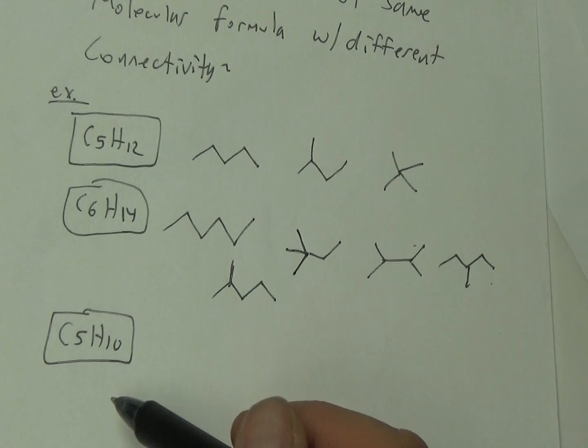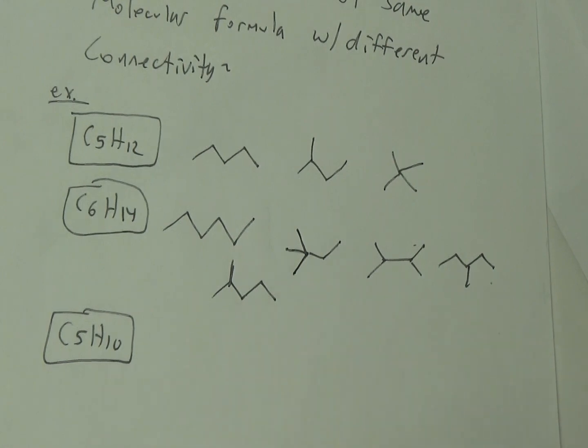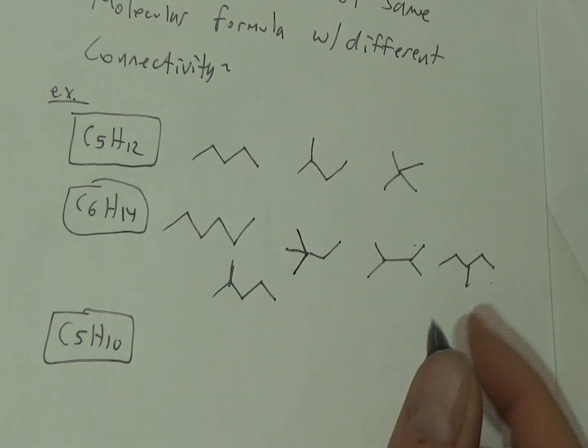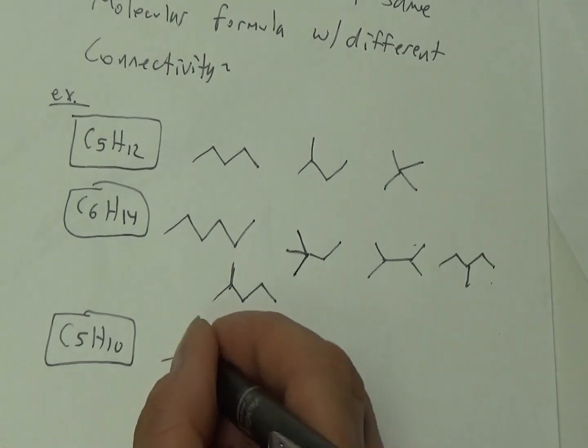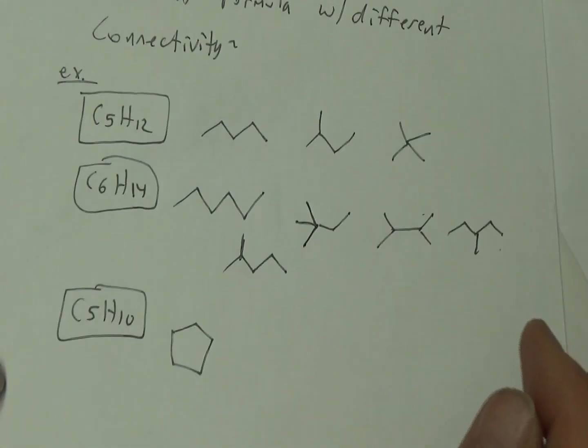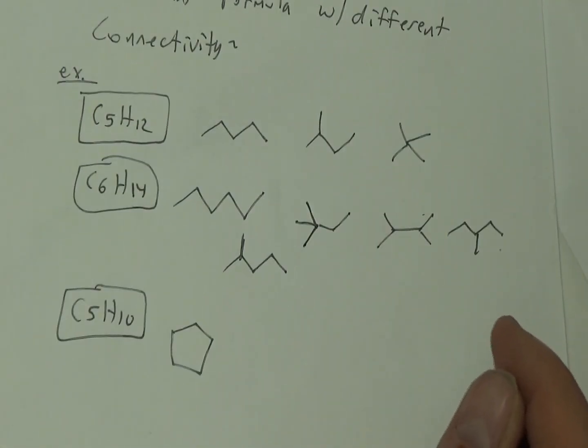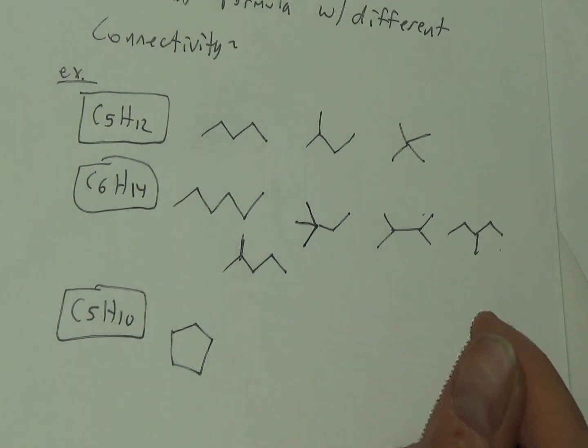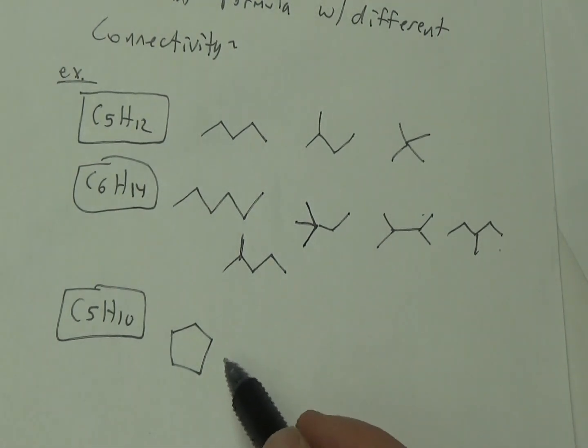So what's a simple one to draw? Five carbons, cyclic. Maybe it could be cyclopentane, right? So what are some of the variations we could do then? Additional structural isomers of cyclopentane. What do you think?